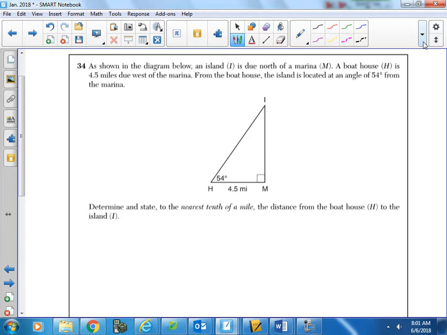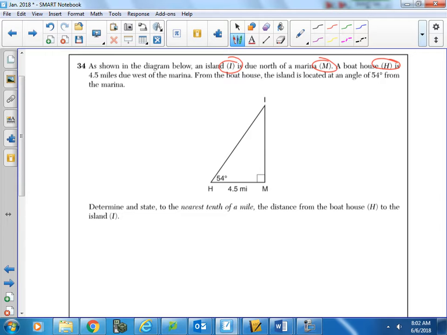All right, so the good thing is here that they have a diagram for you. Now, if you see all the due north and the due west, those things really don't matter in this problem. It would be nice if you understood what those meant, but we have a diagram here. The island is I, the marina is M, and the boathouse is H. So they tell you what the vertex letters are standing for. So pretty much, this is pretty straightforward.